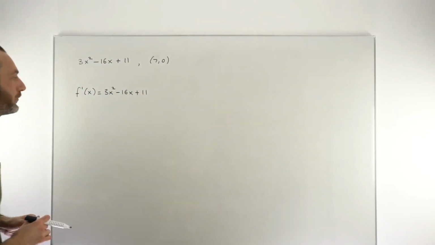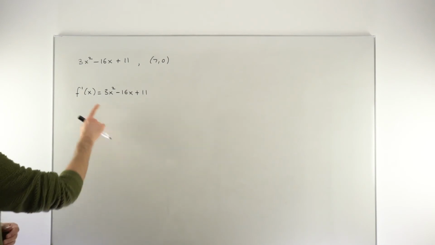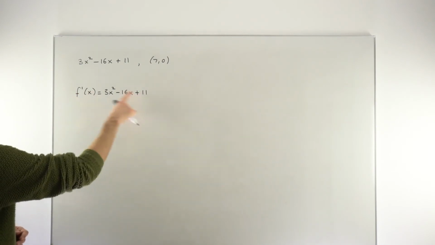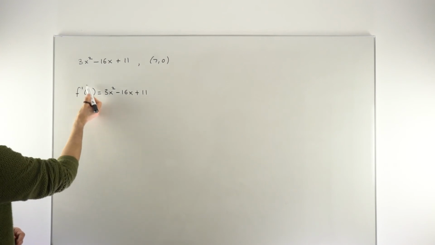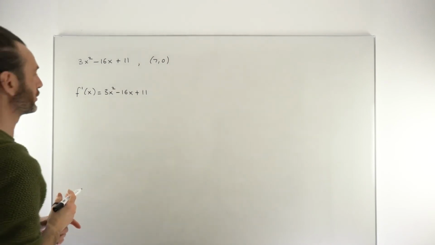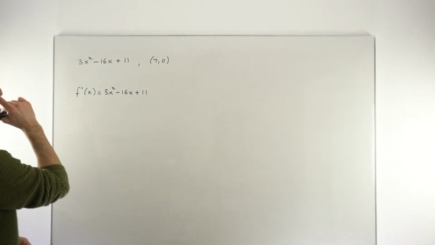So the question is to find the original function f of x, which would give you this derivative. That's what we're being asked to do. Well, how do we do that? How do we get rid of a derivative? How do we undo this derivative to take it back to its original f of x? Well, we do that by integrating.